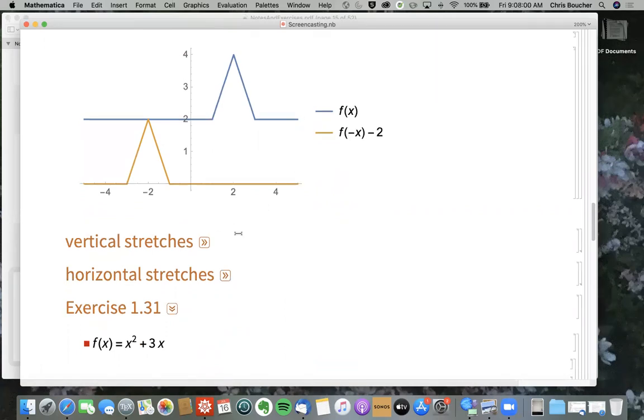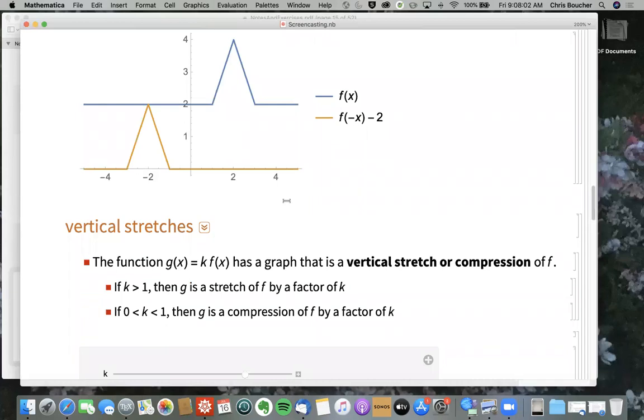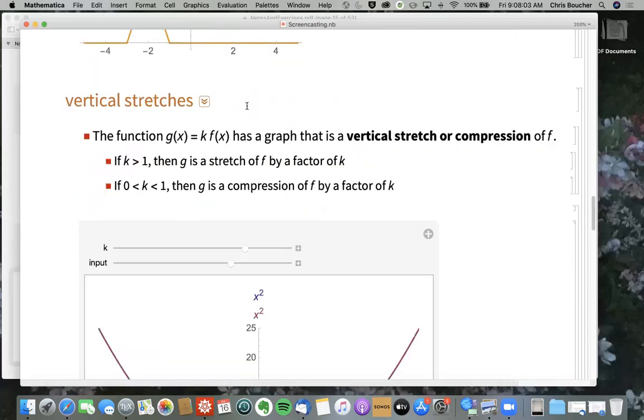Let's talk a little bit about stretches. There are 2 kinds of stretches, a vertical and a horizontal, and they are accomplished by multiplication. So shifts are accomplished by adding, reflections by introducing a negative sign, and stretches by multiplying. For a vertical stretch, we multiply the output. So what I've done here is put a constant k in front of the f of x. So this is, of course, k times f of x.